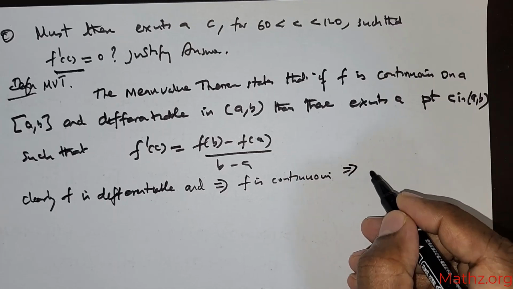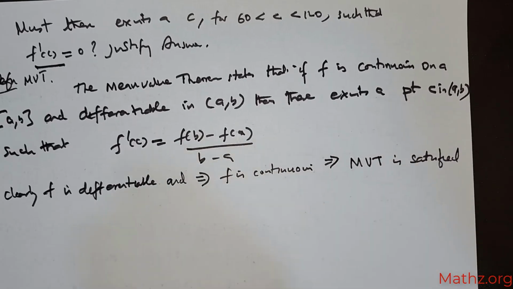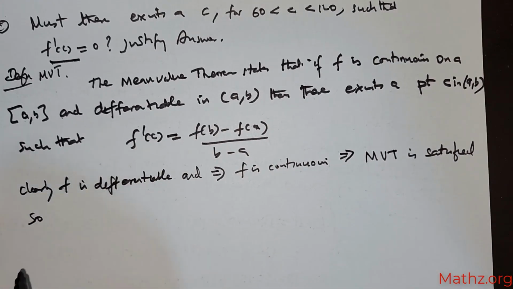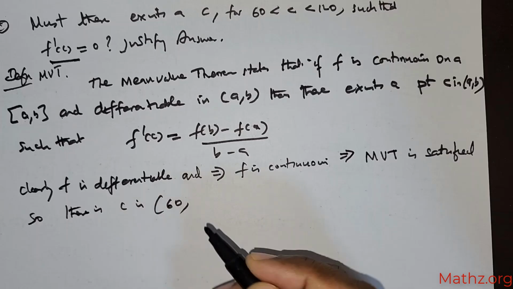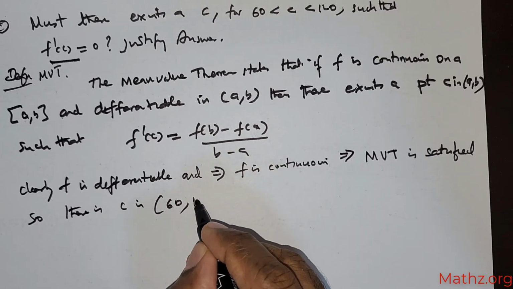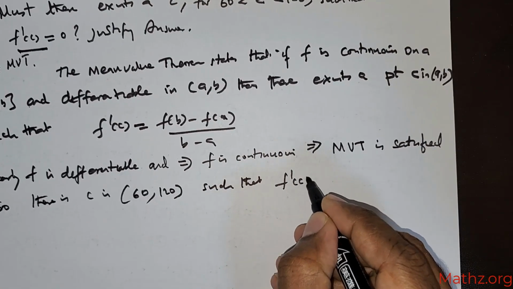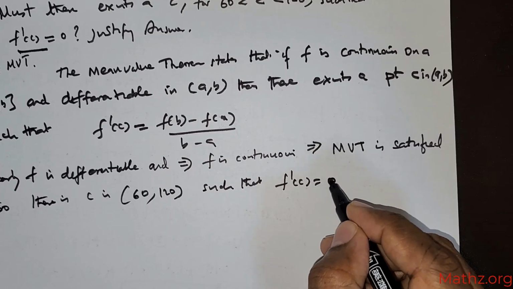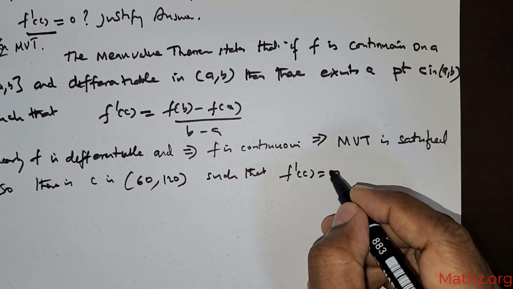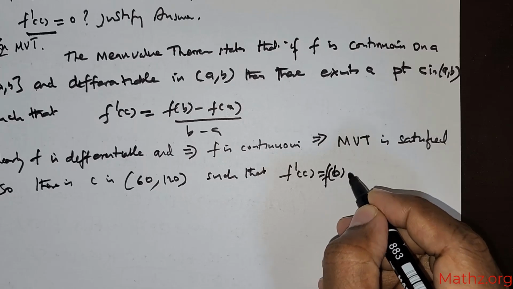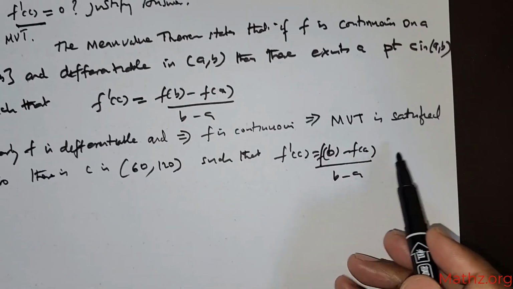That implies MVT, the mean value theorem, is satisfied. So this in turn implies there is a C in the open interval (60, 120) such that f'(C) equals 0. Now we don't have to write it as equal to 0. We can say such that f'(C) is equal to (f(b) - f(a)) divided by (b - a). Now we are going to show this is equal to 0.